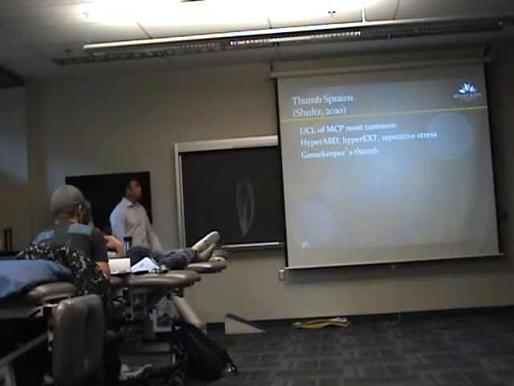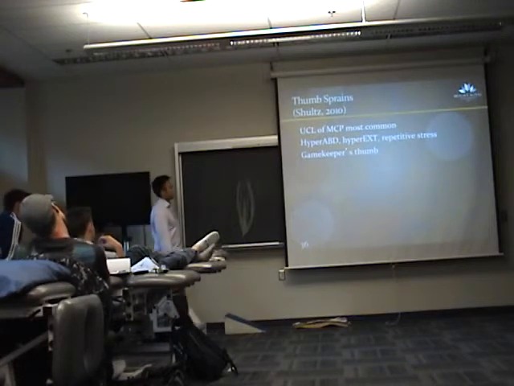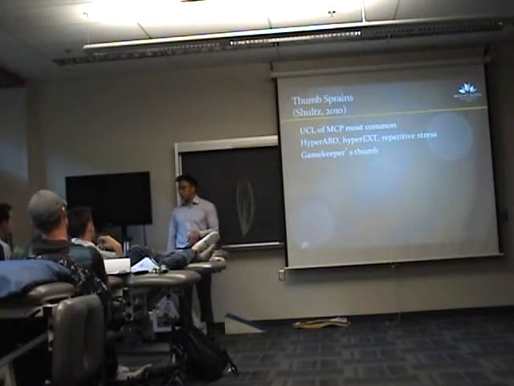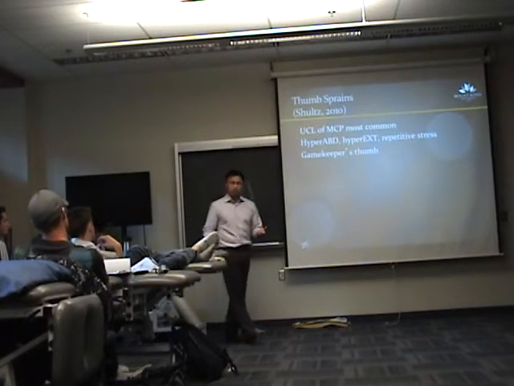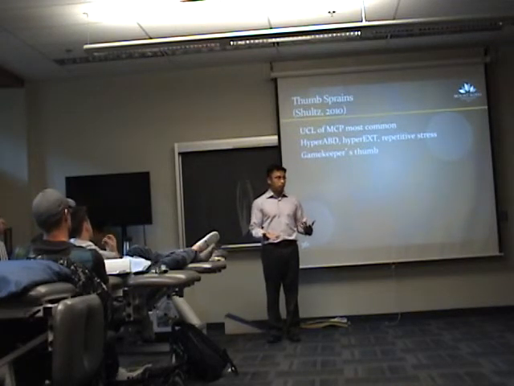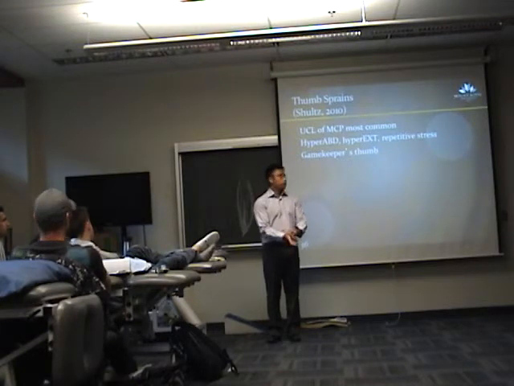Thumb sprains, ulnar collateral ligament of the MCP is the most common. Hyperabduction, hyperextension, repetitive stress, also known as gamekeeper's thumb, also known as skier's thumb as well. Ulnar collateral ligament, did you guys go through this with Dale in taping class and why you would tape in that position? Okay, because the ulnar collateral is this ligament.